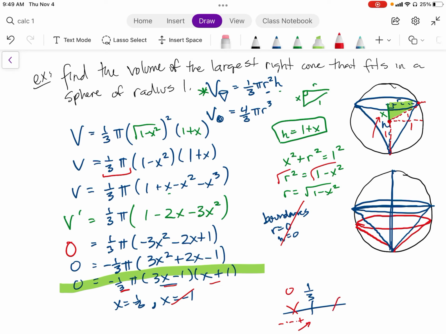So now I hope whatever number I check greater than 1/3, I'm going to check 1, that I get a negative, that way it's decreasing, and I in fact know it's a max, right? That's my hope. So let's plug in 1. We'd have a negative times, let's see, 3 times 1 is 3, minus 1 is positive, and then plug in 1 at the end, we'd have a positive, so we do get negative. Awesome.